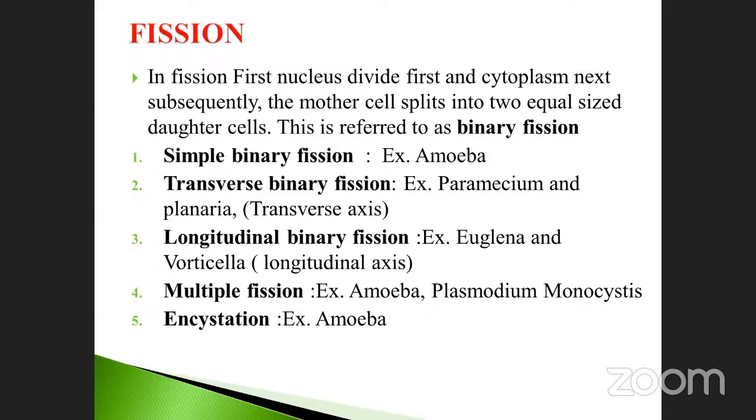They may be divided. And multiple fission is very, very important. Amitosis, otherwise called multiple fission, because here the nucleus will be multiplied more than 10 or 100 or something else. The last one is called encystation. Already I told you what is encystation, otherwise called by cyst.